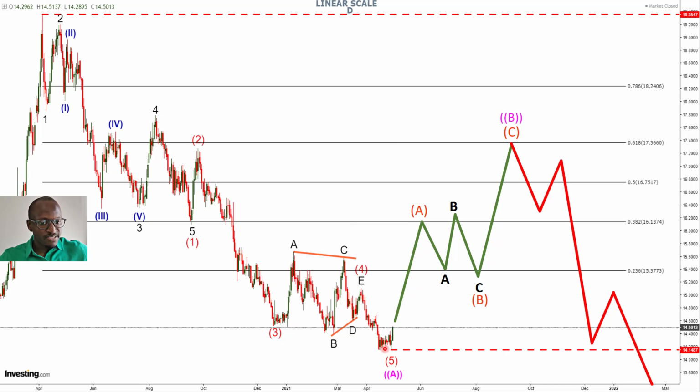So in the short term, I am forecasting ZAR weakness. That is if this level at 14.1487 is indeed the bottom.